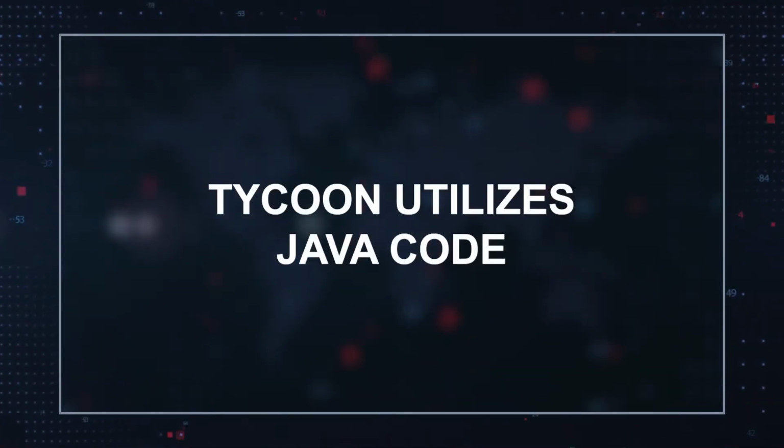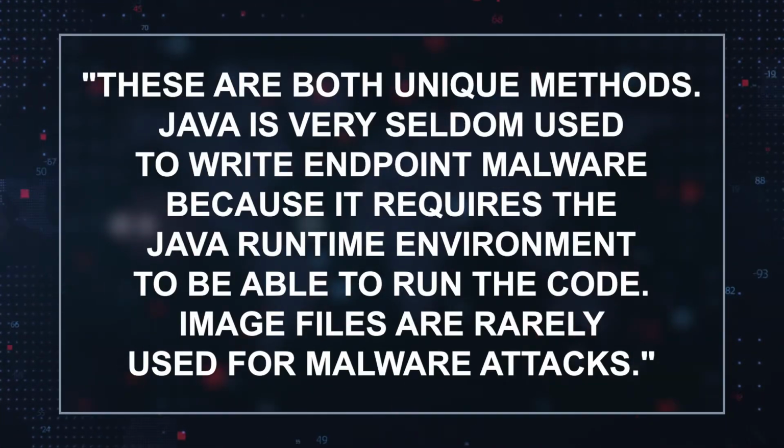Tycoon utilizes Java code. Tycoon was uncovered by researchers at BlackBerry and analysts at KPMG. It's an unusual form of ransomware because it's written in Java, deployed as a Trojanized Java runtime environment, and is compiled in a Java image file to hide its malicious intentions. These are both unique methods.